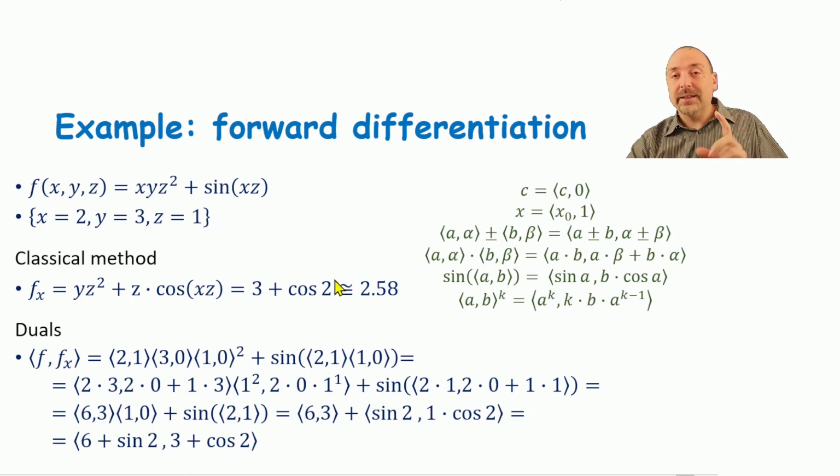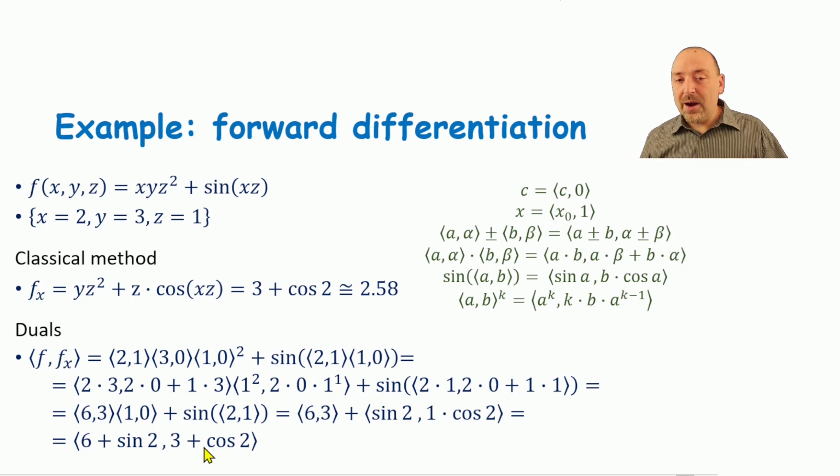So we obtain the result by just calculating the function. Instead of using a real number, you use duals, boom, you got the result. If you don't remember, the first component, so 6 plus sine of 2, is thus the value of the function if you substitute these values and compute it. Okay, so the first component is the function in 2, 3, 1. The second component is the derivative, the partial derivative in x in 2, 3, 1.